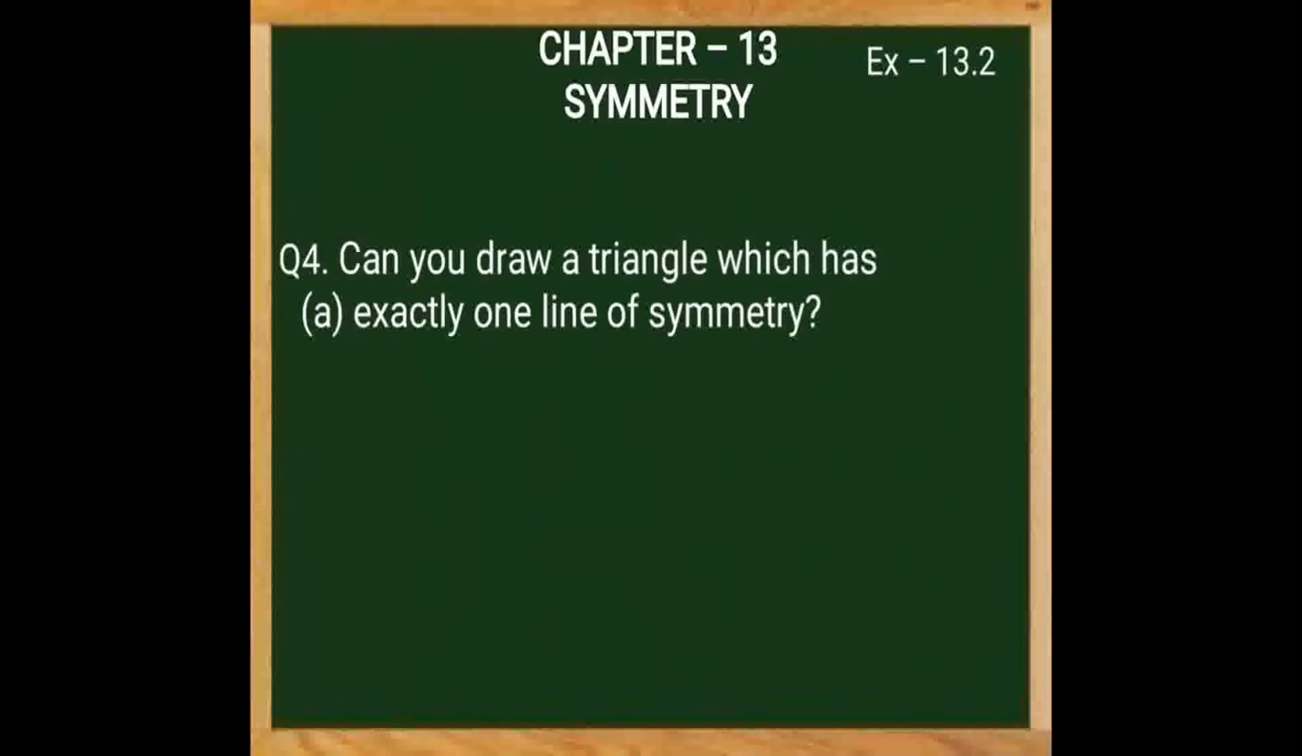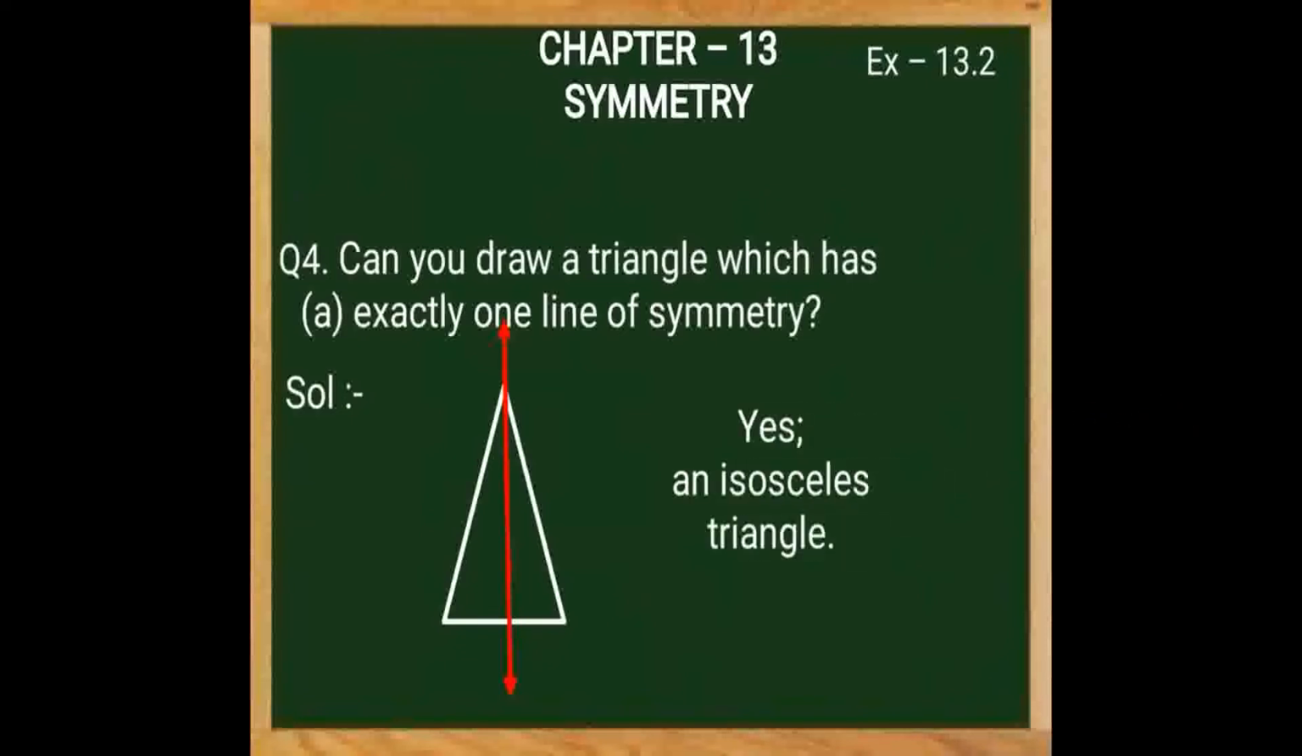A triangle with exactly 1 line of symmetry. Now what strikes you when I say a triangle with exactly 1 line of symmetry? Doesn't an isosceles triangle come to your mind? Yes. So you will draw an isosceles triangle. It will have one line of symmetry, and your answer would be yes, an isosceles triangle.